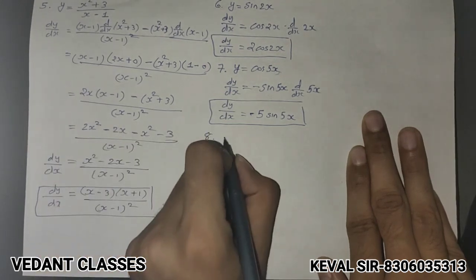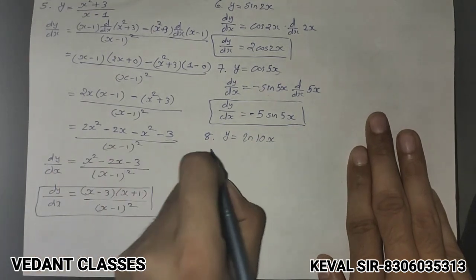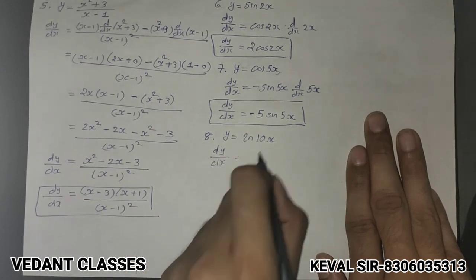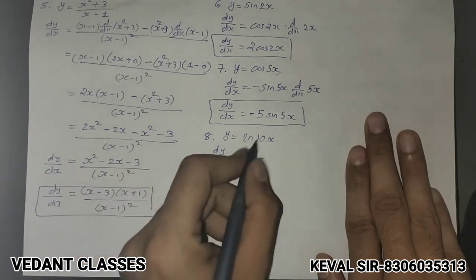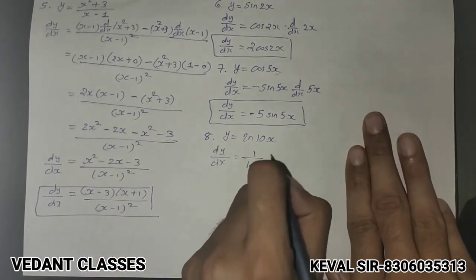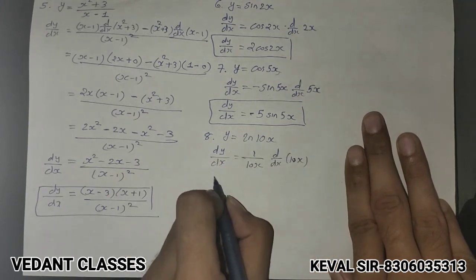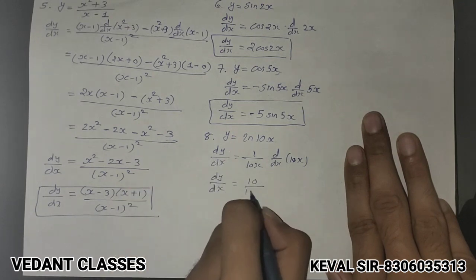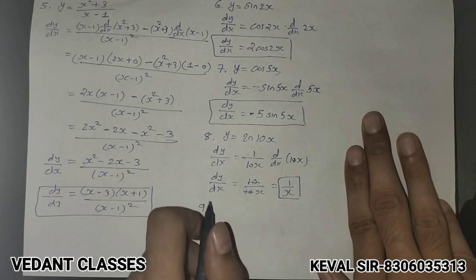Let's see the next one. Okay, y is equal to ln 10x. So again it is a composite form, dy by dx. So what will be the derivative of ln? It is 1 by x. So here it will be 1 by f of x. So 1 by 10x, and then carry out the derivative of 10x. It will be 10. So dy by dx is equal to 10 upon 10x. So 10 will get cancelled out. So answer will be 1 by x.